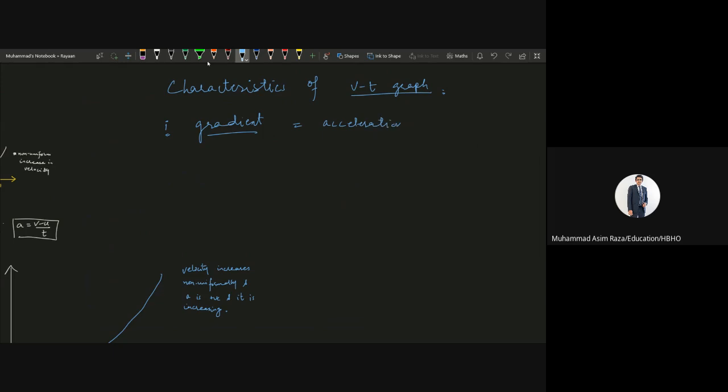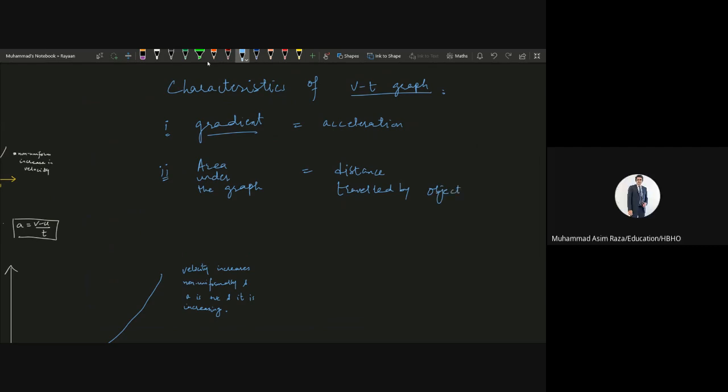Okay. Number two, which is more interesting, and we say that this is the area under the graph. The area under the graph of velocity time graph tells us the distance traveled by the object. It is equal to distance traveled by the object. You understand that? Yes, sir.